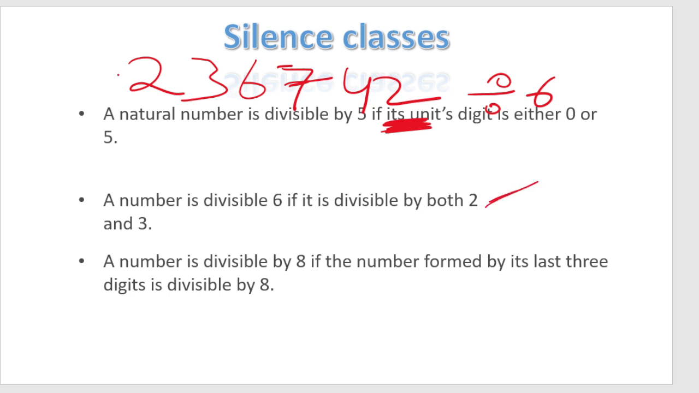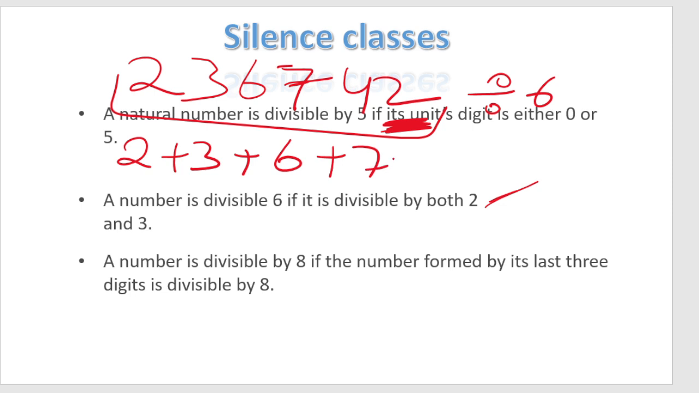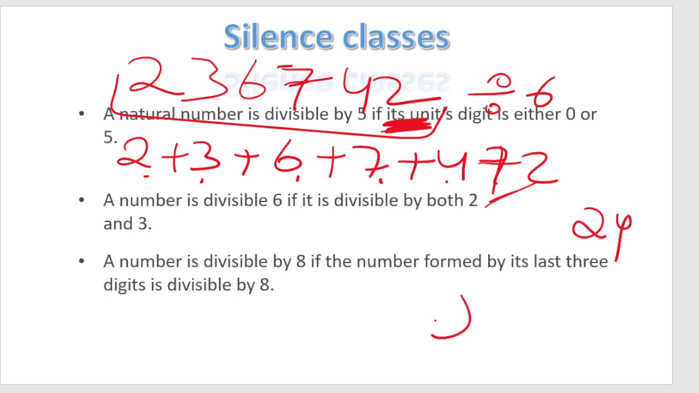Now you have to add all the digits present in this number, meaning 2 plus 3 plus 6 plus 7 plus 4 plus 2. 2 plus 3 is 5, 5 plus 6 is 11, 11 plus 7 is 18, 18 plus 4 is 22, 22 plus 2 is 24.